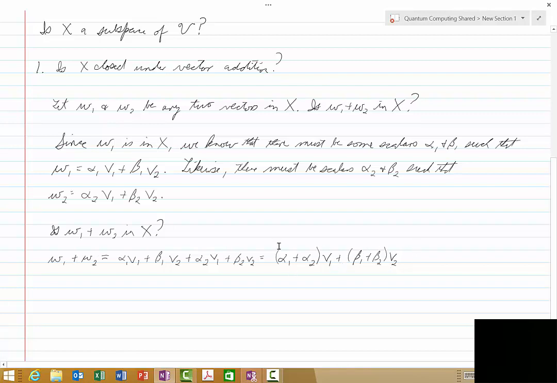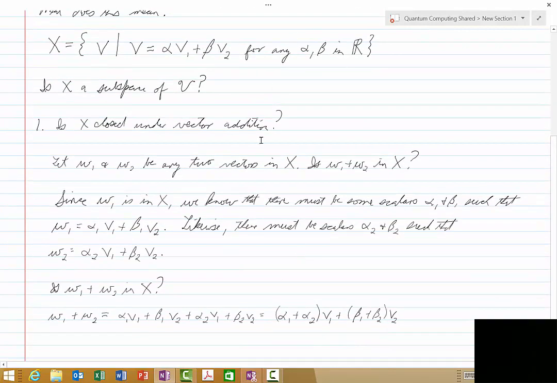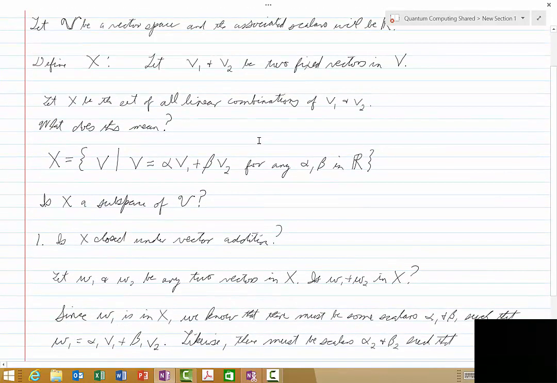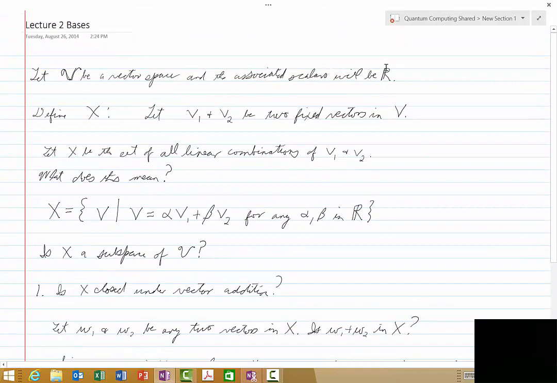Now remember, alpha 1 and alpha 2 are scalars, likewise beta 1 and beta 2. So when we take alpha 1 and alpha 2, these are just two real numbers, and we know when we add up two real numbers, we get another real number. And likewise here, when we add up beta 1 and beta 2, we get a real number. So both of these are just scalars. They're also just other scalars in the set of all possible scalars, which remember is the set R.